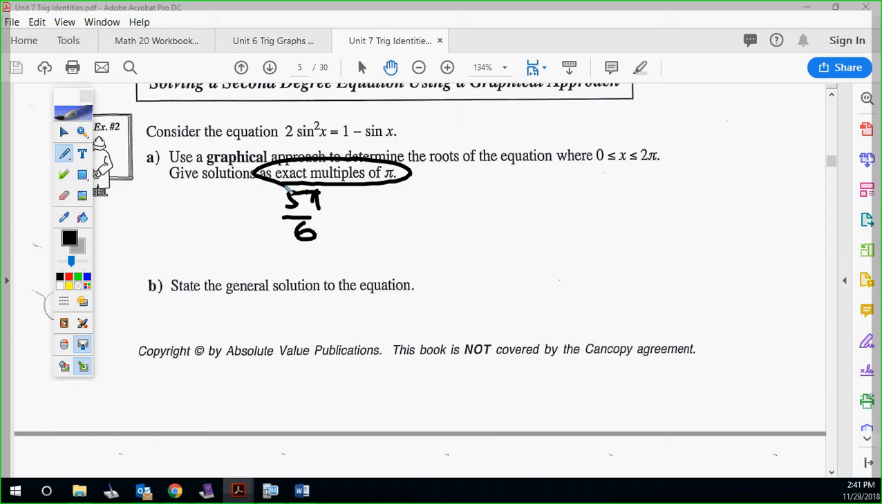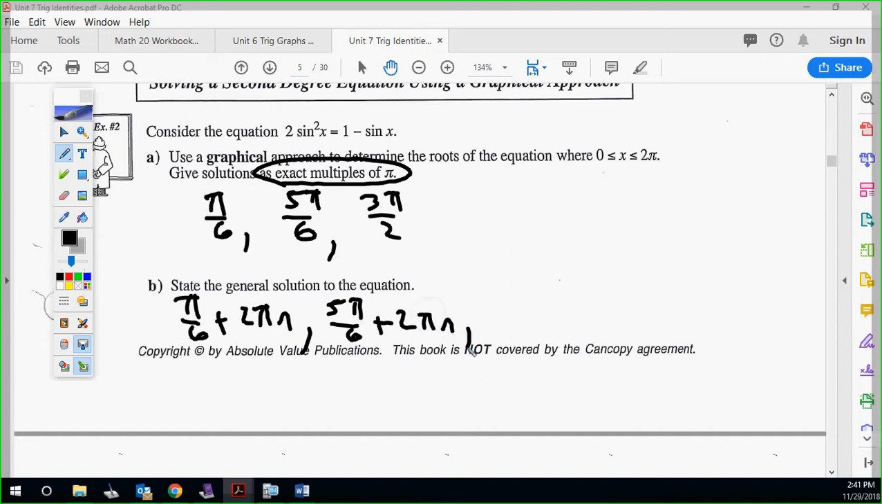Sure. Yeah, let me write these down. I'll go down and do it one more time. Okay, so 5 pi over 6, and then, oh, this is the algebraic approach one. I'm missing a page here. So then, yeah, pi over 6 is the first one, and then 3 pi over 2 is the third one. And then to write these in general form, you would write pi over 6 plus 2 pi n, 5 pi over 6 plus 2 pi n, and 3 pi over 2 plus 2 pi n, n an integer.